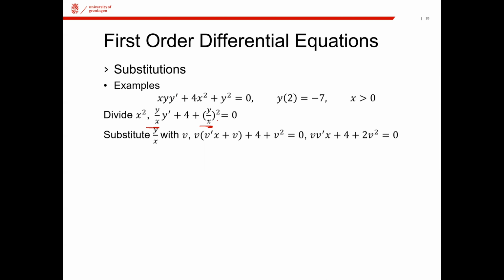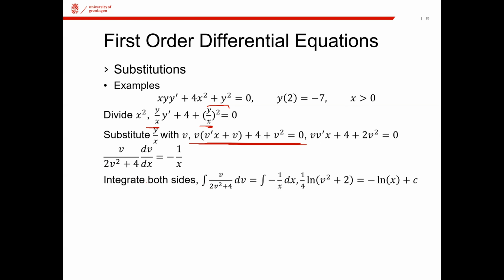And then we substitute y prime with v prime x plus v. That is what we talked about before. And then we will have this new equation. And we move the function of v to the left side and the function of x to the right side. After that, we apply the method of separable equations. We just integrate both sides and solve the integration, and then we will have the solution here.